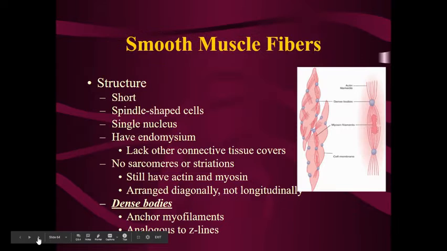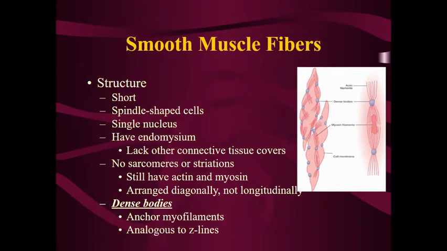Smooth muscle. Smooth muscle fibers are different than skeletal muscle fibers. Smooth muscle fibers are much shorter and they're spindle shaped. When we say spindle shaped, we mean that they're tapered on both ends and larger in the middle. Because they're a shorter, smaller cell, they have one single nucleus.